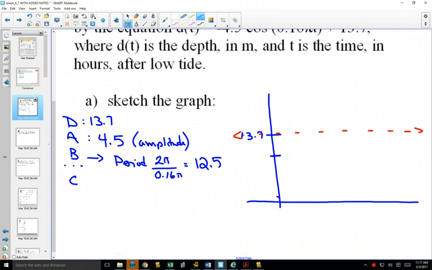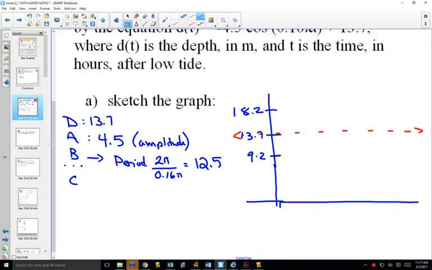If you want to bring it down and do something like the little break, that would be fine. Okay. For this one, I'm trying to make it accurate, so I'm going to take that break out. So if I go down 4.5, that'll go down to 9.2, and up 4.5, that same distance will go up to 18.2.